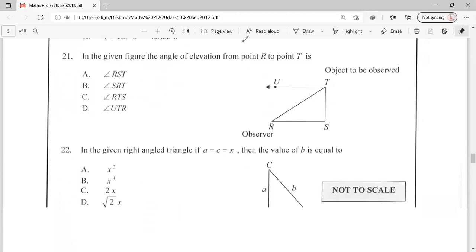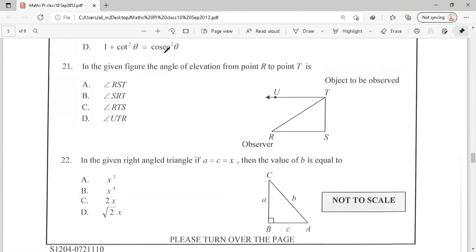Let's see question number 21 and 22. In the given figure, the angle of elevation from point R to T. From R to T, this is the angle of elevation. So it can be termed as TRS, or it could be termed as SRT. So TRS is not in our options. So SRT is here. That is option B is the right answer. This is the angle of elevation from point R to T.